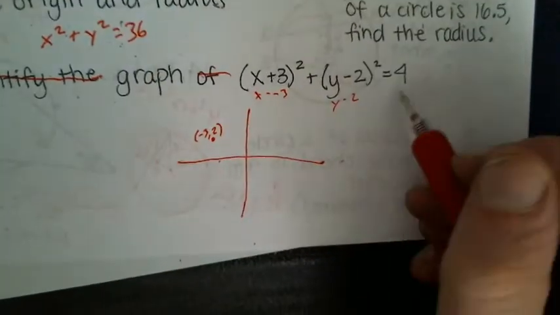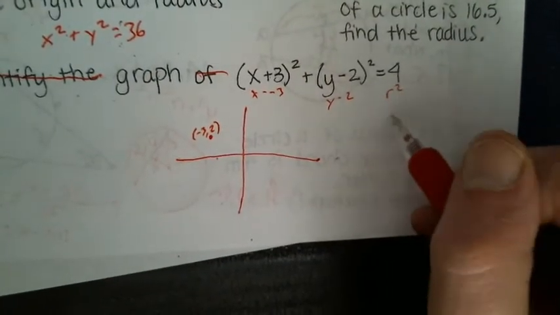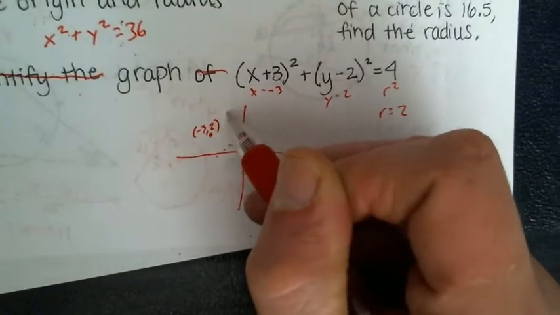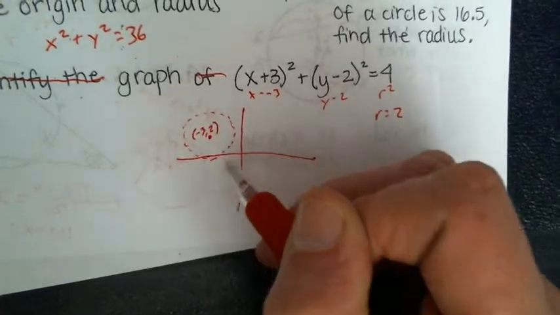Negative 3, 2. Our radius squared is 4, so that means our radius equals 2. That means we're going to look like that.